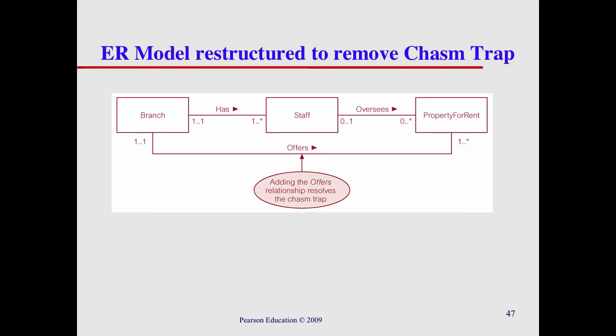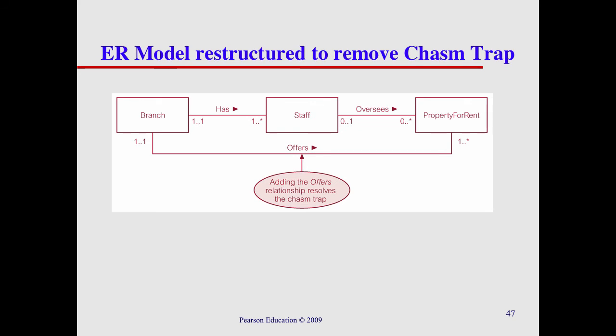So this actually shows an example where you can't have your cake and eat it too in relational databases. You're going to either have to be satisfied with having a chasm trap, or you're going to have redundant data. It's going to be one or the other. Either you're going to have to be satisfied with not always being able to answer the query, which branch does this property belong to, or you're going to have to add redundant data, in which case you're going to have to make sure that when you update the staff number, you update the branch number as well. Okay, so this is definitely a case of you can't have your cake and eat it too.